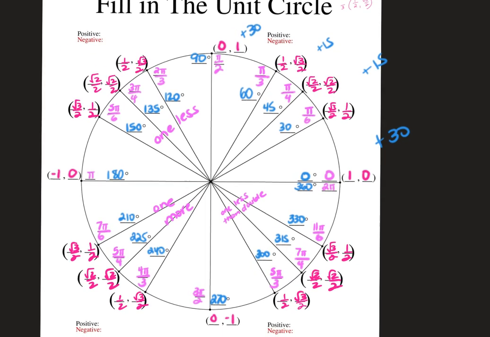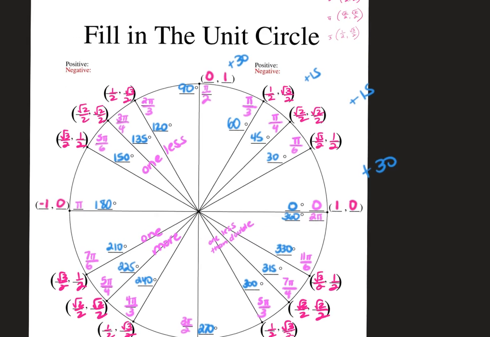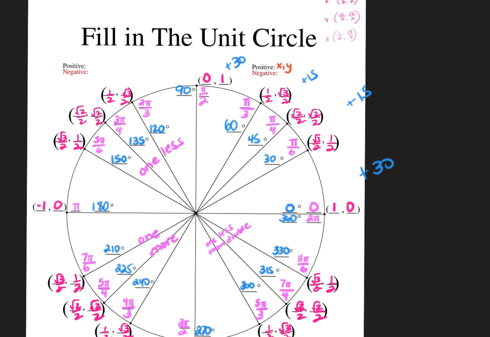Now let's talk about the signs in these quadrants. In your first quadrant, what's true about x and y's positive or negative signs? What's the sign of the x's in the first quadrant? Positive. What's the sign of the y's in the first quadrant? Positive. So these are all positive. I'm going to leave them alone. They're all positive. In the second quadrant, what's true?